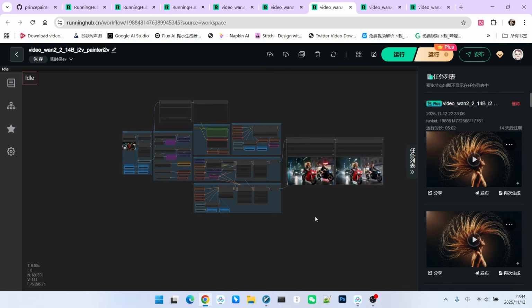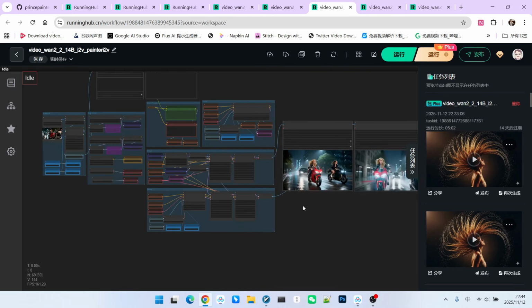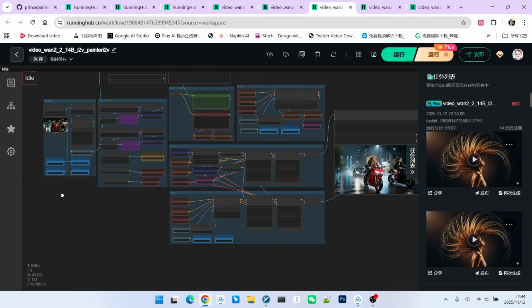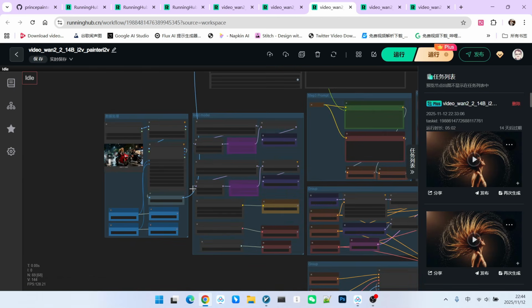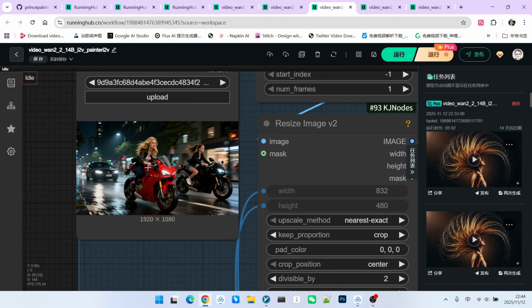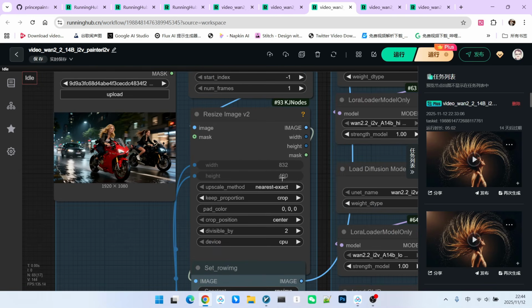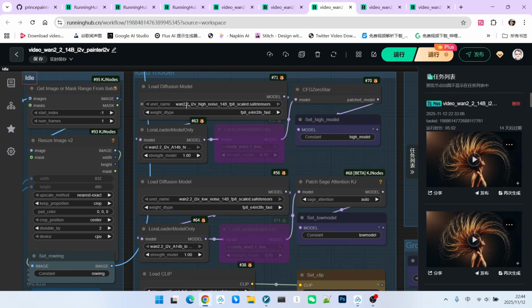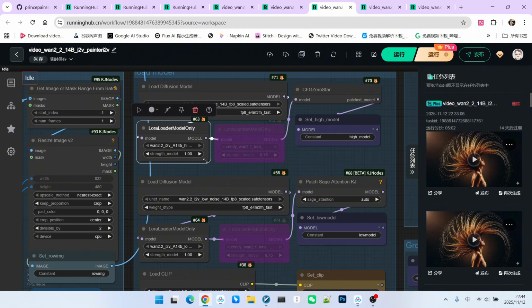Next, let's look at the workflow. This workflow is actually a comparison workflow. Note that the front part is shared. Let's take a look. This is our reference image. The current image I am using shows two beautiful women drag racing on motorcycles in the rain. I am using a resolution of 832 by 480. I use the native Wan2.2 I2V model. I also used an acceleration LoRA here, specifically light X to V.